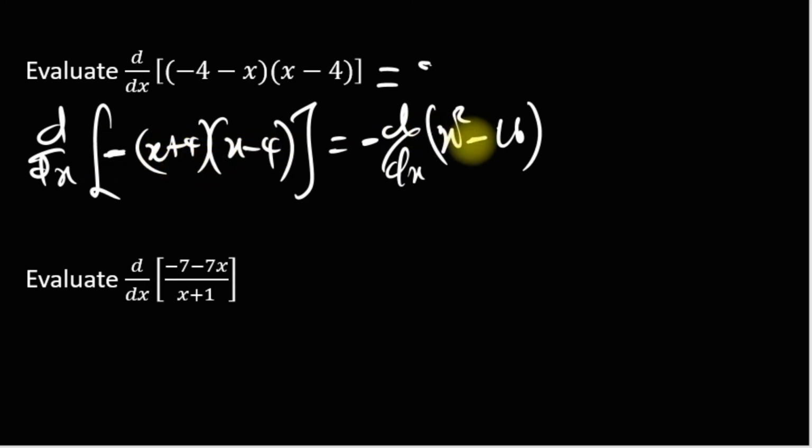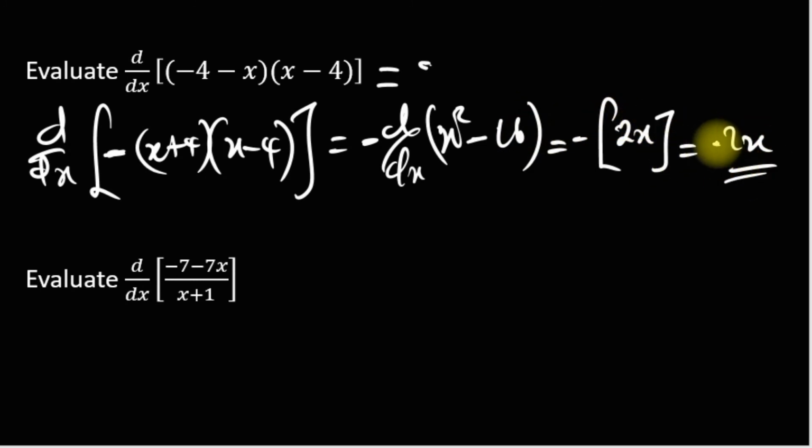You get the logic. This is a difference of two squares, so I brought out the minus sign. The derivative of x squared is 2x. The derivative of a constant is 0, so the answer is minus 2x.